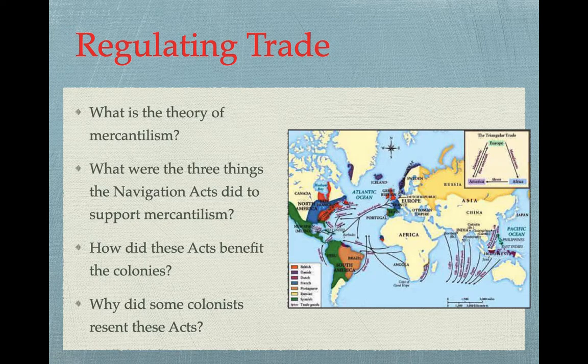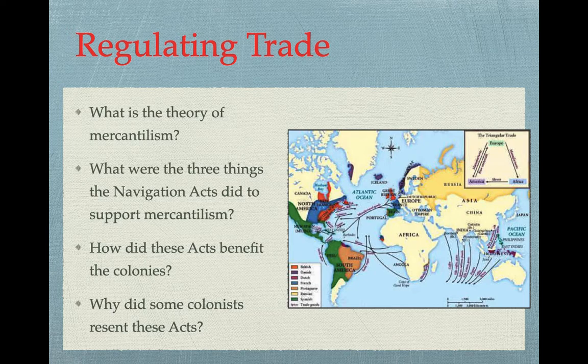All right, so mercantilism is this philosophy that the colonies exist in order to serve the economic needs of the parent country. They are a source of raw materials, and they're a place to sell the home country's goods. The English Parliament passes what's called the Navigation Acts in 1651 to support this idea of mercantilism.